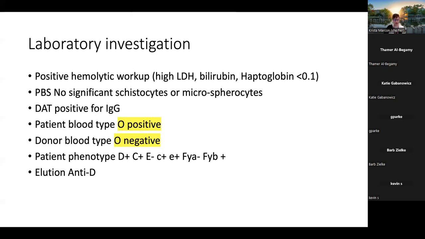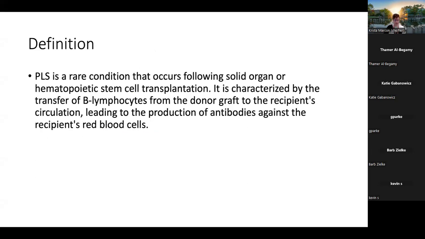The patient was also phenotyped. The patient phenotype, as you can see, is B positive, big C positive, big E negative, and so on. The elution process confirmed the presence of anti-D. Again, there was no history of recent blood transfusion in the past 3 months.